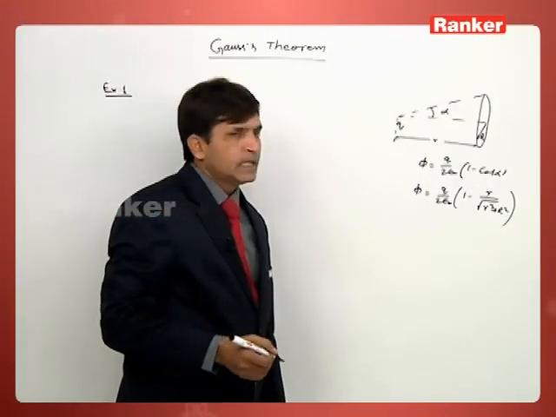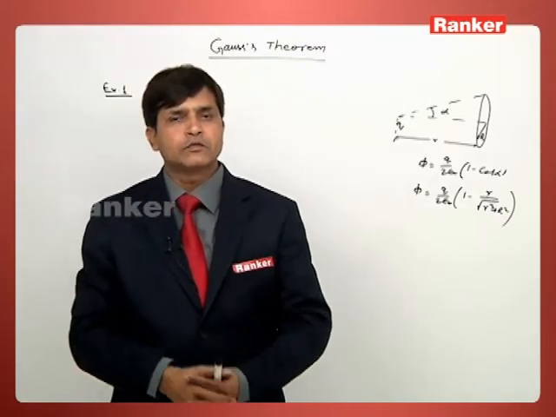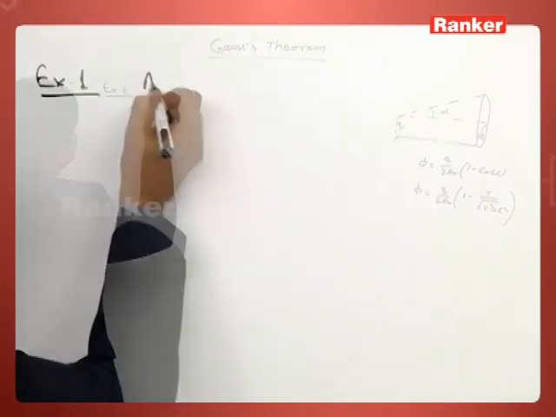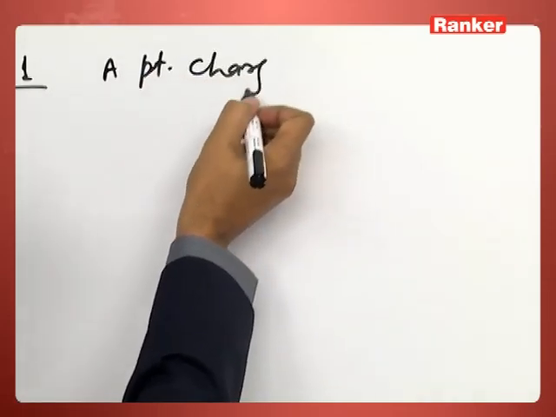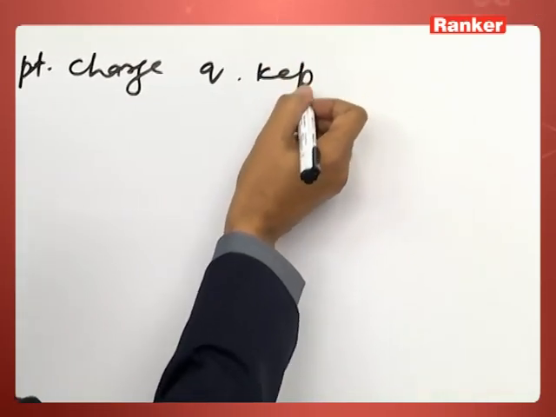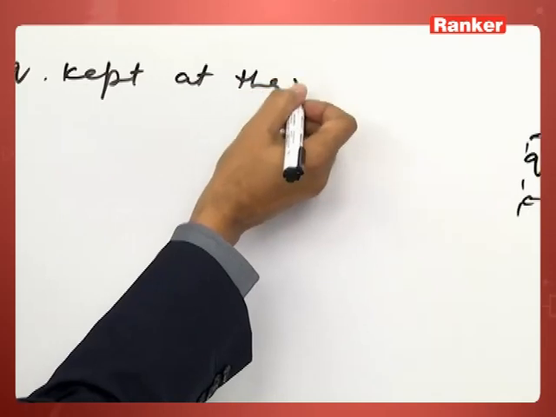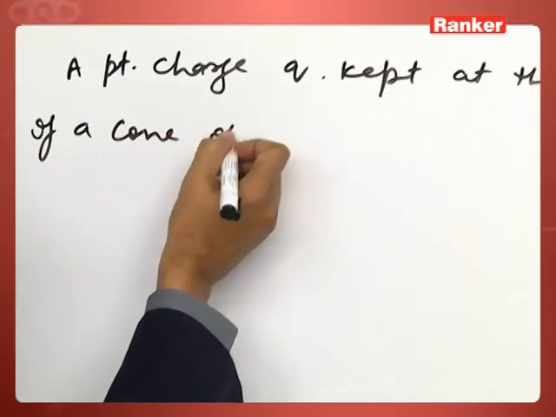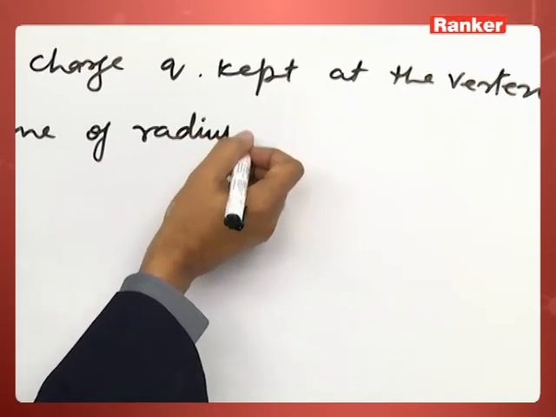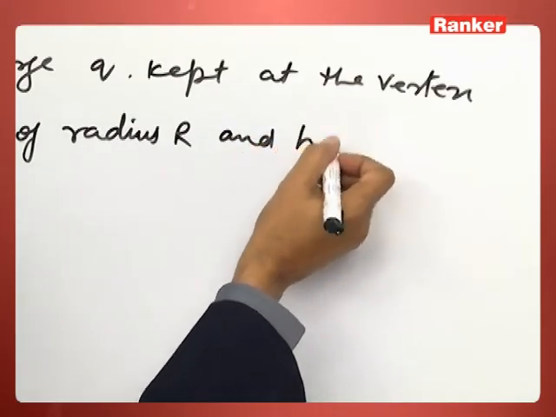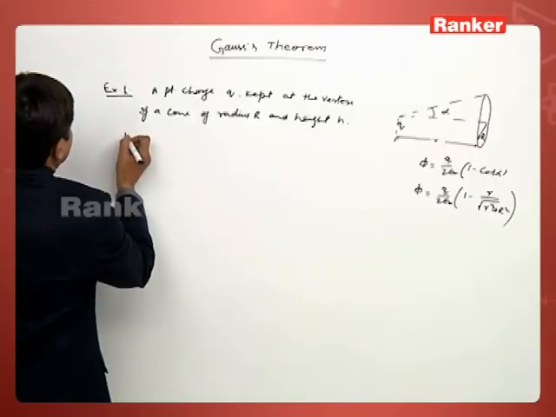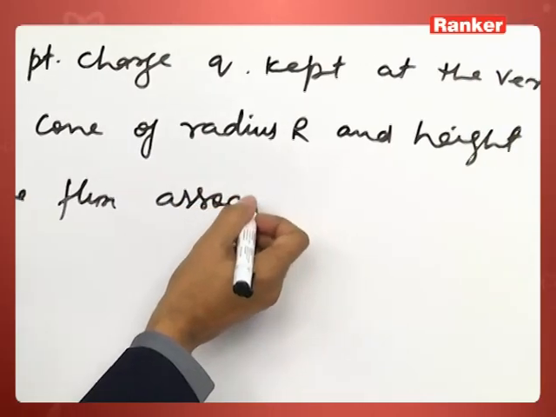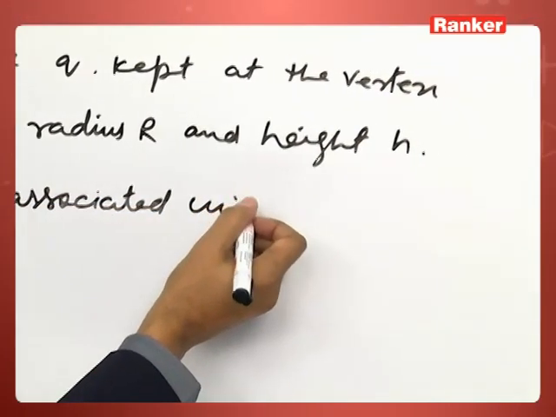So the question is this: a point charge q kept at the vertex of a cone of radius r and height h. Find the flux associated with the cone.